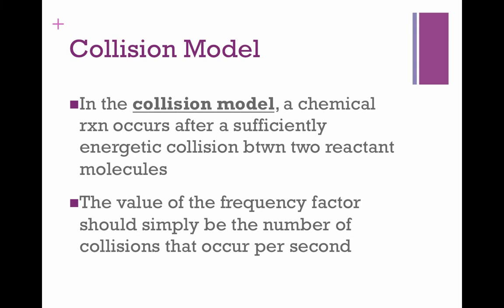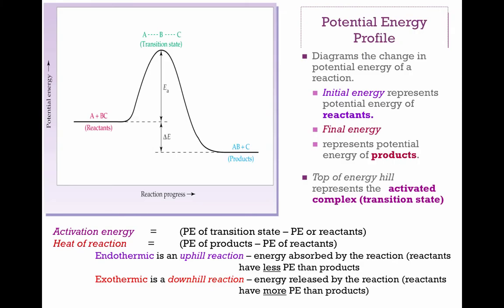The collision model is exactly what it sounds like: how many particles are colliding per unit of time and how much energy those collisions have. A chemical reaction occurs after a sufficiently energetic collision. So you can't just collide two things, they have to collide with enough force to then go ahead and make products. The value of the frequency factor should simply be the number of collisions that occur per second.